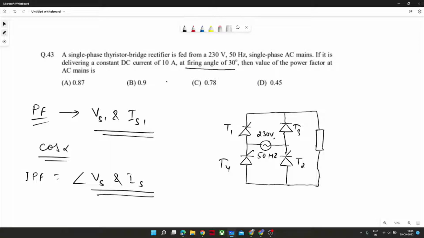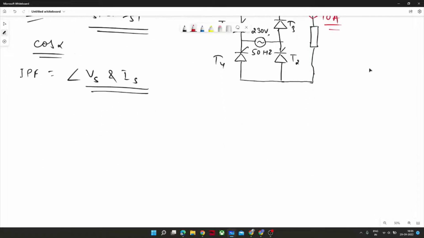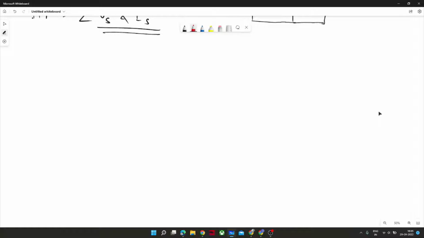And this firing angle was provided in the problem. I hope you are able to see the firing angle provided, that is 30 degrees. And it is also mentioned that it is delivering a constant DC current in the load of 10 ampere. Okay, so this was the thing here. After that, I will draw some waveforms of voltage and current so that you will be able to visualize them, and then you can easily identify what kind of waveform it is and what kind of lagging or leading it is.